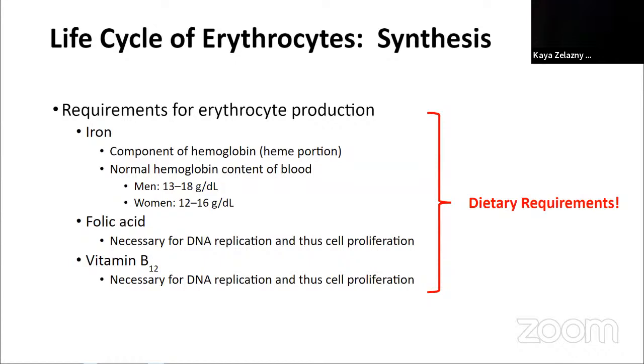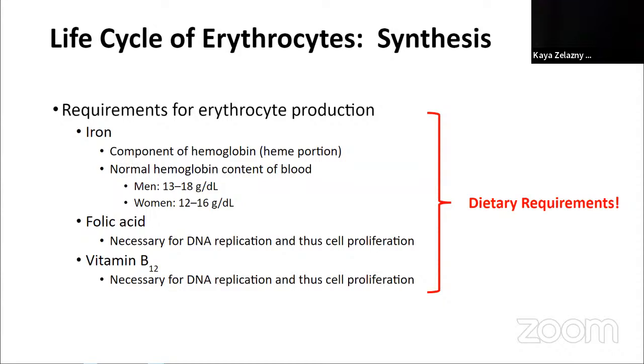So the iron, we need to make the heme groups and the hemoglobin. The folic acid and the vitamin B12 are for cell proliferation, for cell division. The red blood cells on their own can't divide, but those stem cells do divide as we're creating the red blood cells. So that's why we need it for erythrocyte production. As we're making more red blood cells, we're dividing those stem cells into many of the cells in that pathway before they lose the nuclei and the organelles. And we're going to need the folic acid and vitamin B12 for that.